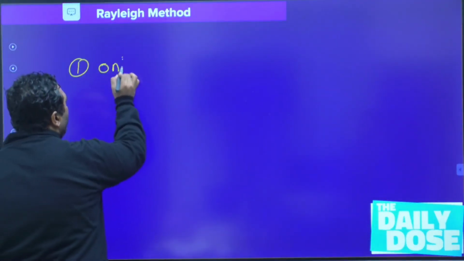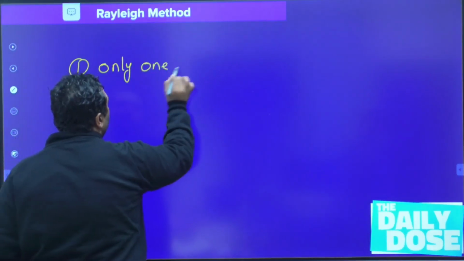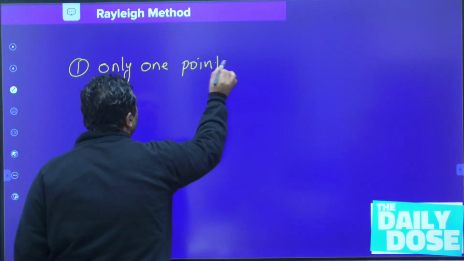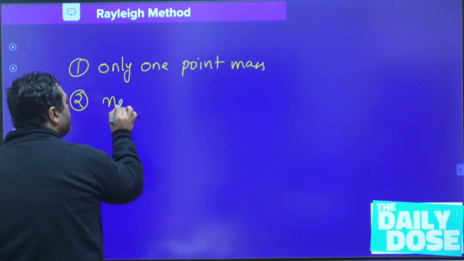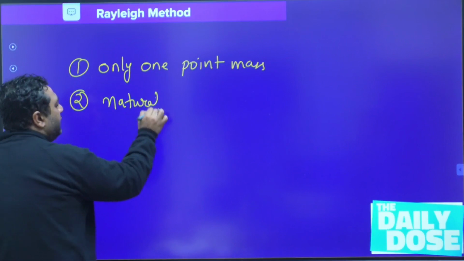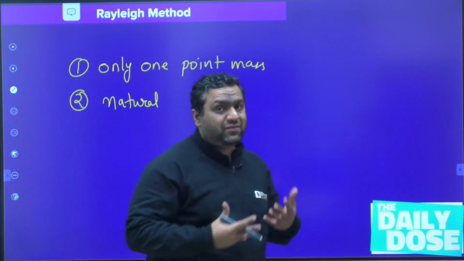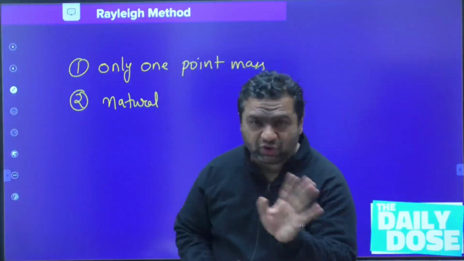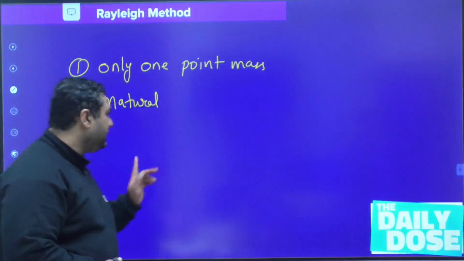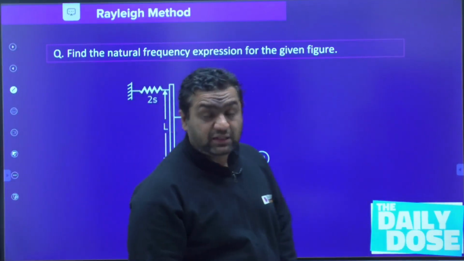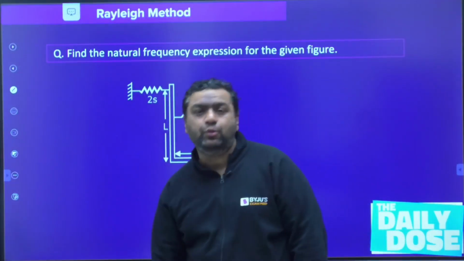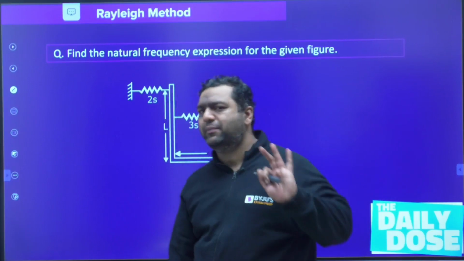To apply the Rayleigh method, there are two things. One is that there should be only one point mass. If there is more than one mass, we cannot go for the Rayleigh method. The second thing is that it is valid only for natural vibration, because it is based upon the conservation of energy of a system, not of the universe. If there is no friction, the energy of the system will remain conserved. Otherwise, it is not. So a damper should not be there, and the vibration should be only natural vibration.